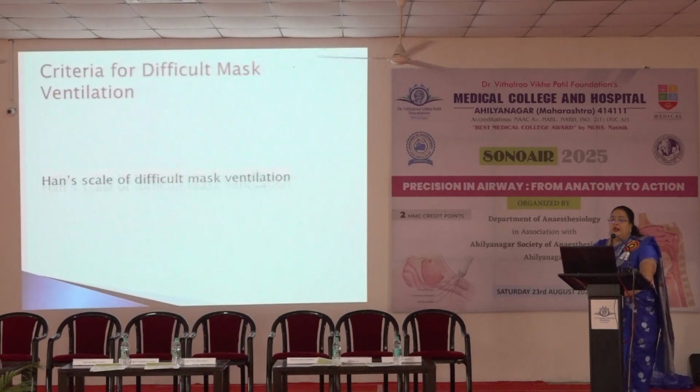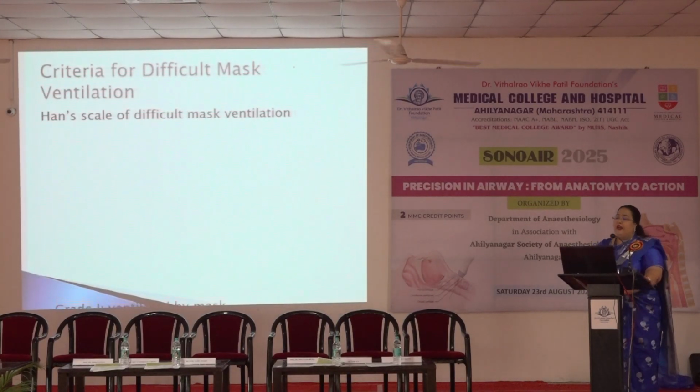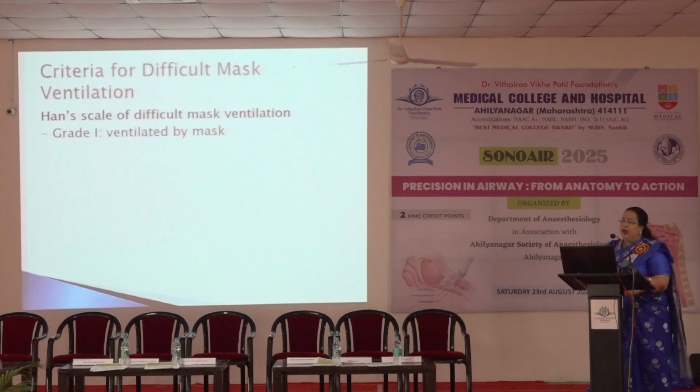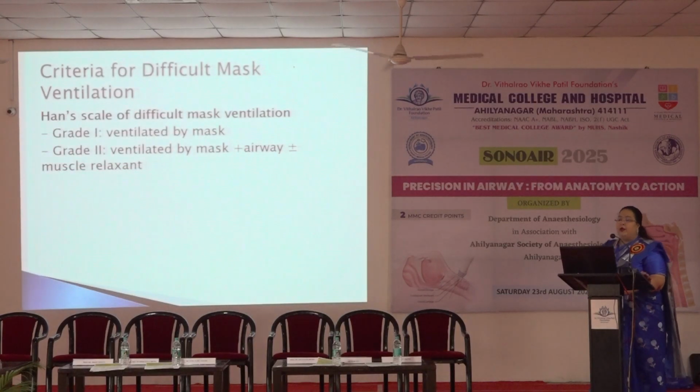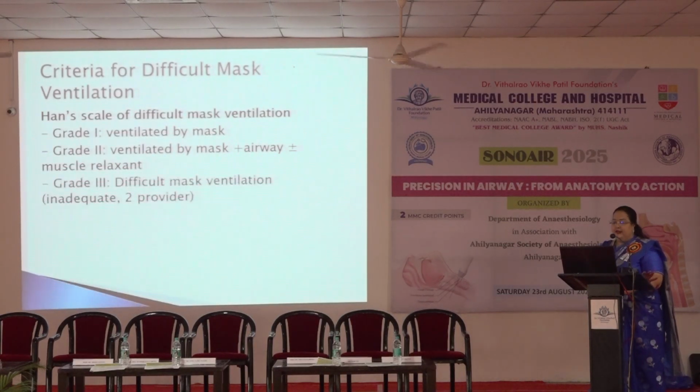Then the third criterion is the Han scale for difficult mask ventilation. Grade 1 is ventilated by a mask. Grade 2 is when you require an airway plus or minus muscle relaxant. Grade 3 is difficult mask ventilation, inadequate even with 2 providers. And grade 4 is unable to mask ventilate.